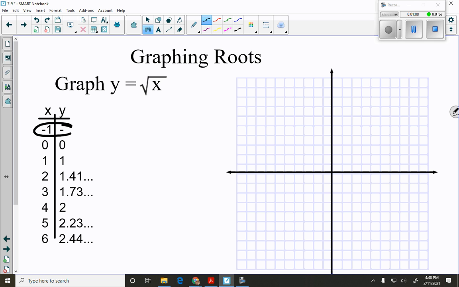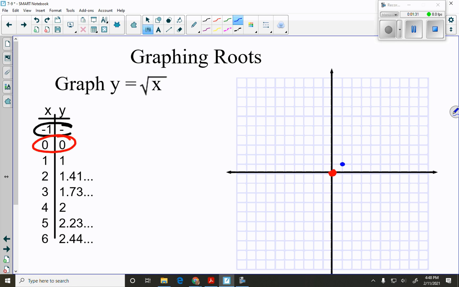Turns out it is 0, right here. So when I plug in a 0 for x, the square root of 0 equals 0. Great. So y is 0, so (0, 0). First point. This is where it begins. After that, 1: the square root of 1 is just 1. Very nice. Over 1, up 1.